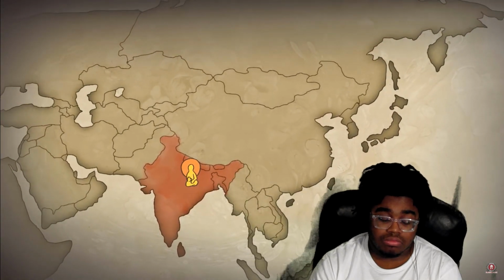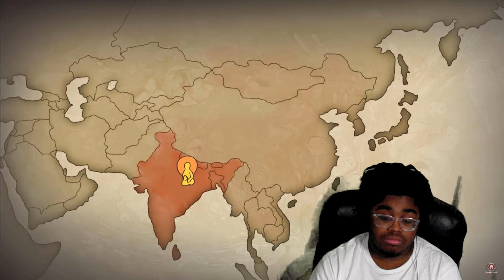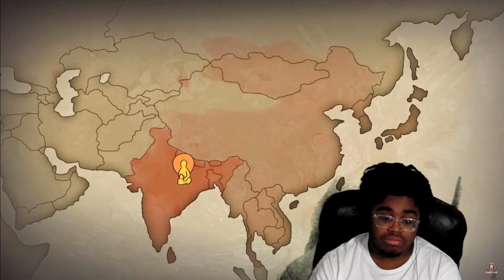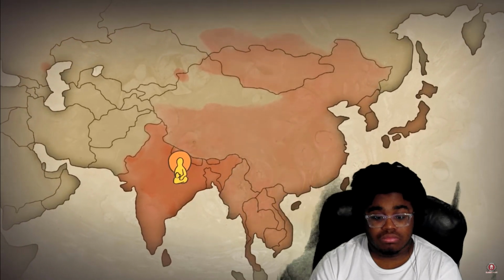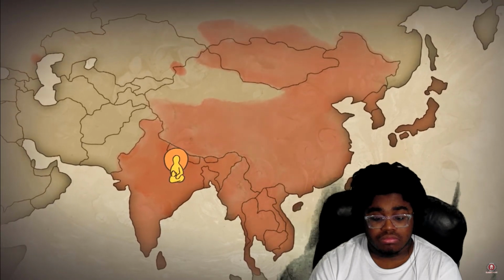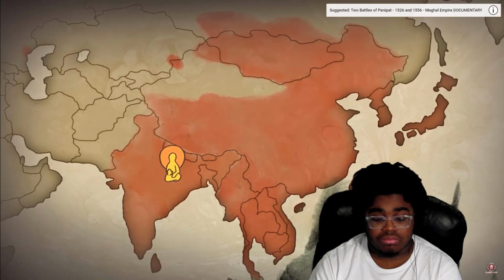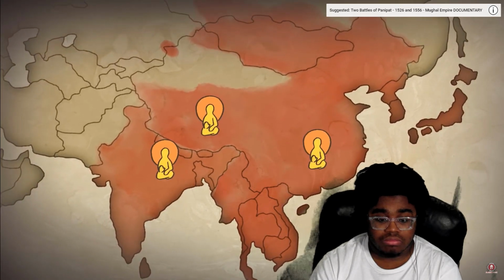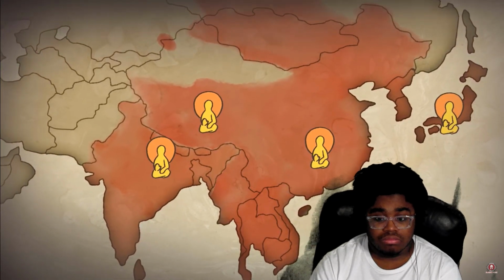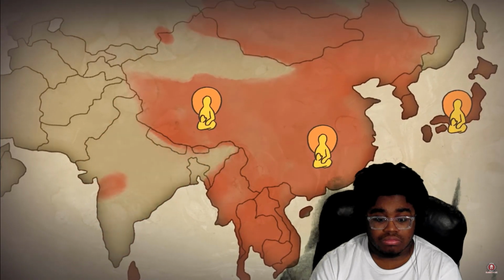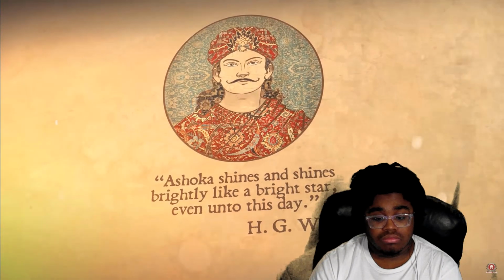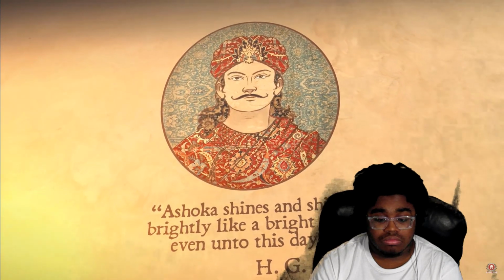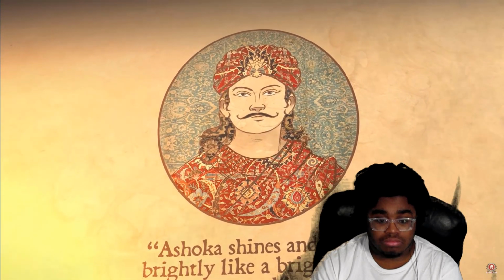Buddhism in the 21st century is a world religion because the first steps to spread it to the world were made by Ashoka himself. Gradually, as the centuries progressed after Ashoka's death, the faith travelled along the Silk Roads as far as Tibet, China, and even Japan, despite its decline in the predominantly Hindu land of its birth. Writer H.G. Wells stated that Ashoka shines and shines brightly like a bright star among the thousands of other kings and majesties, even unto this day.